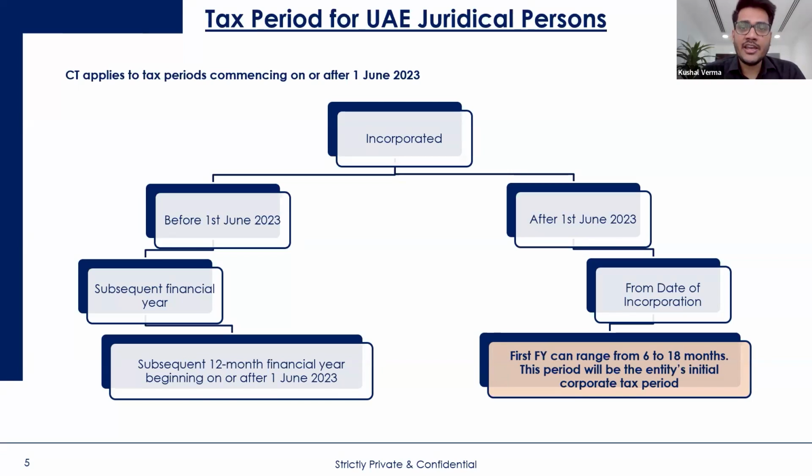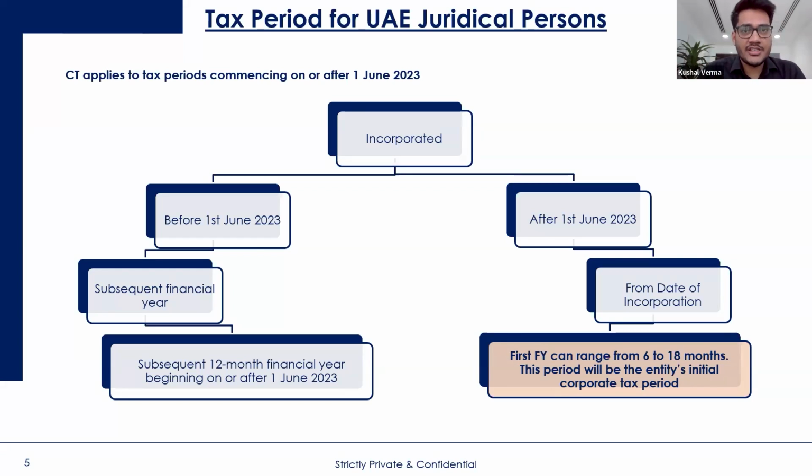But for the entities incorporated after 1st June 2023, this clarification has given the explanations of what will be the first tax period. As per various reporting standards, financial reporting standards, and the company law of UAE, when a new company is incorporated, the first financial period can be of minimum 6 months or maximum of 18 months. We have to adjust the period to align with our full 12 months financial period. So if an entity is incorporated after 1st June 2023, the first corporate tax period may be as low as 6 months or a maximum of 18 months.